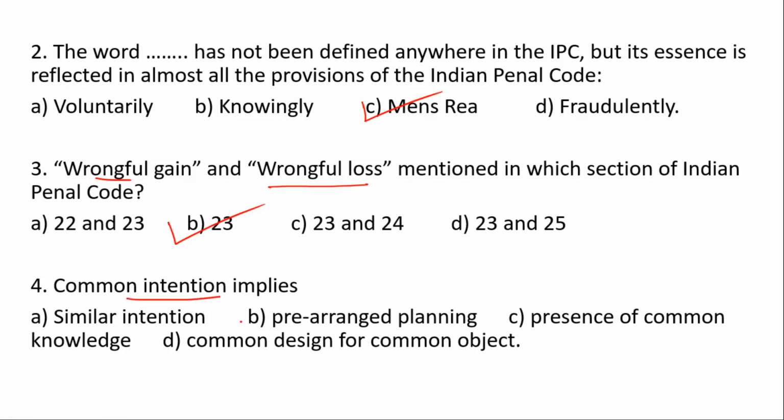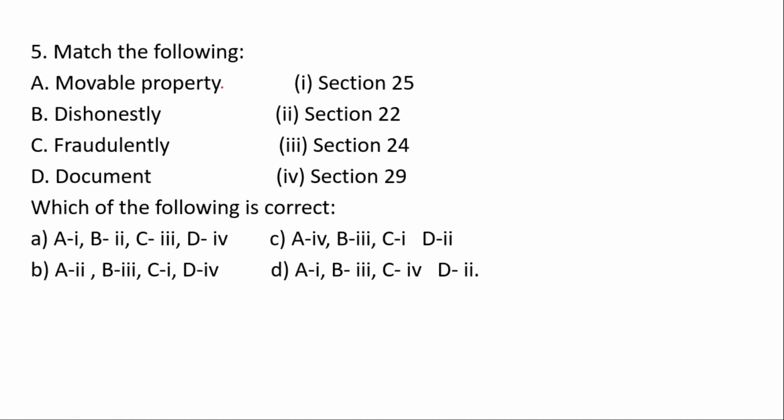Common intention implies prearranged planning. Next question, match the following. Movable property is defined under section 22, dishonestly under section 24, fraudulently under section 25, and document under section 29. So the correct option is B.